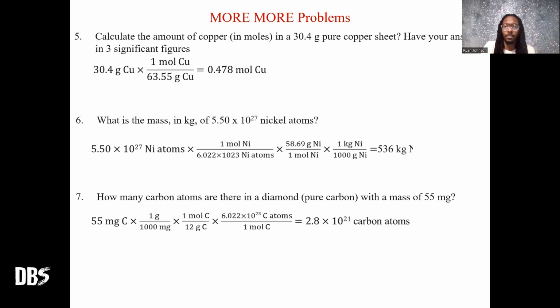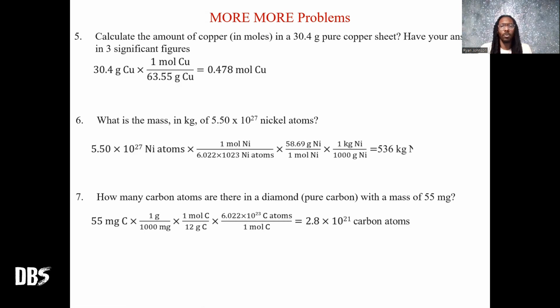Let's show what we did here. So I'm in milligrams of carbon. I convert my milligrams to grams first. So there's 1,000 milligrams for every 1 gram. Now that I'm in grams, I have to use another conversion factor. That conversion factor is molar mass, because I'm trying to go from grams to moles. So now my milligrams cancel out, my grams cancel out, and now we're in moles of carbon.